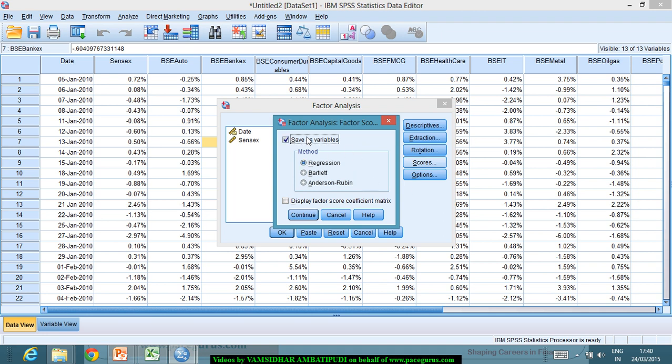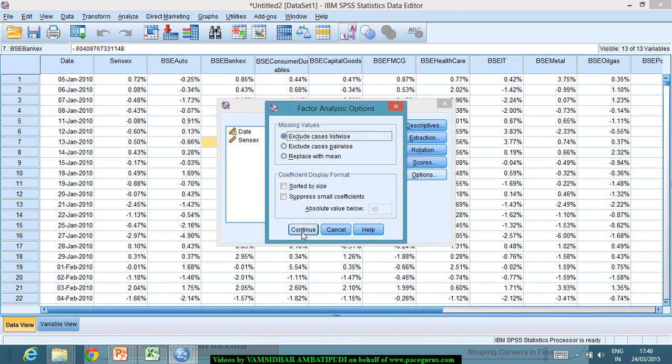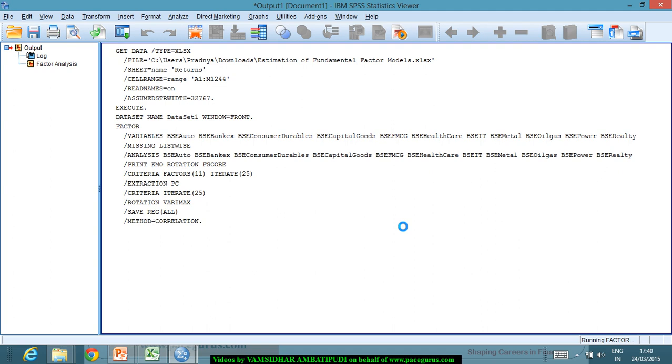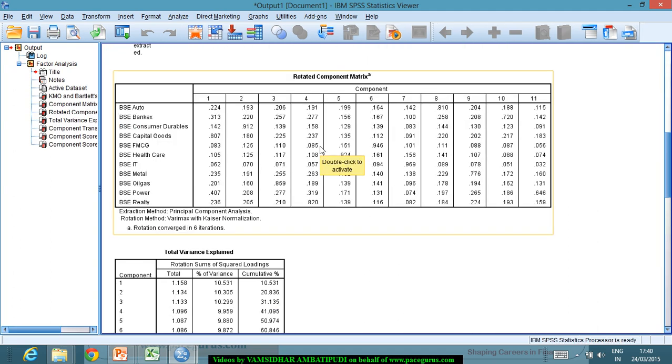And I would like to save the variables. I'll talk about what we mean by saving the variables. And I would also go for displaying the factor score coefficient matrix. And using this, I will run. There are 11 components that we are creating.